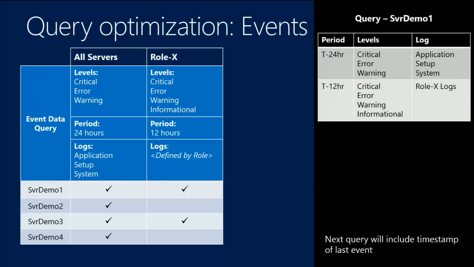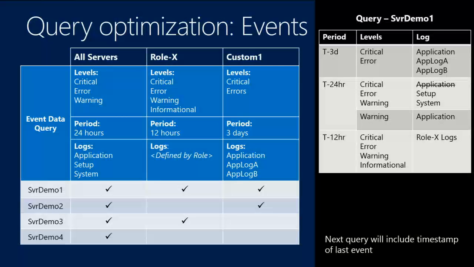Then we have a role, okay, and the role is installed on server demo 1 and server demo 3. And it's looking for higher levels of data, critical, error, warning and informational from the event log, 12 hours worth, and a bunch of logs which are defined by the role, wherever they are. They're not the other ones. Okay, so here we're just going to have two queries which go in parallel. There's no overlap here.